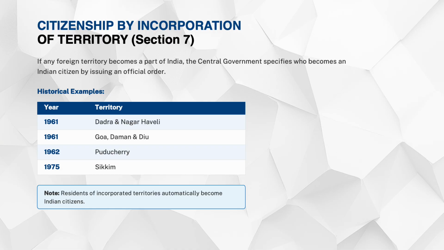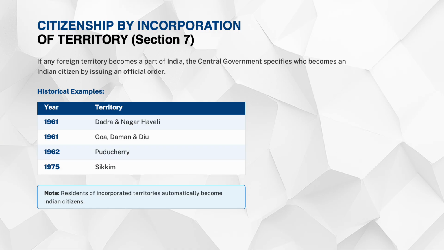Okay, and Goa, Daman, and Diu as well. The residents were full Portuguese nationals before 1961, and after India incorporated these territories, the residents of Goa, Daman, and Diu became Indian citizens automatically.